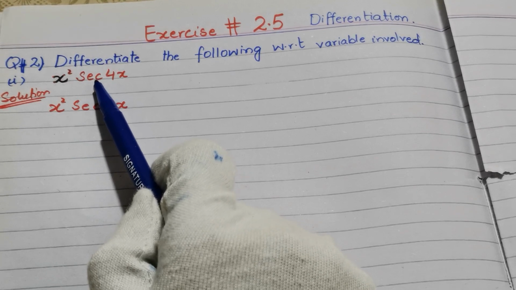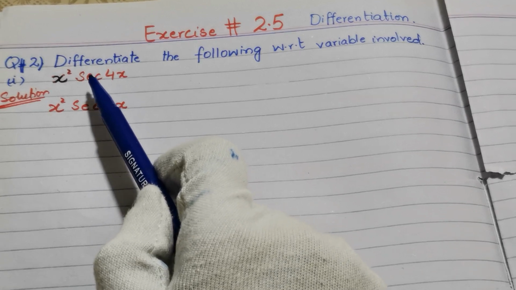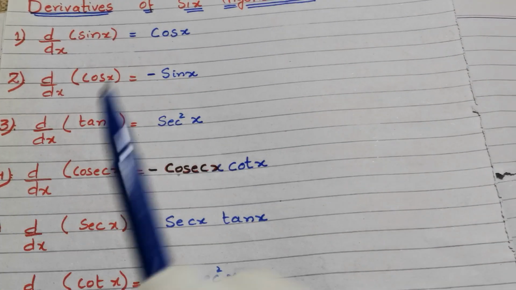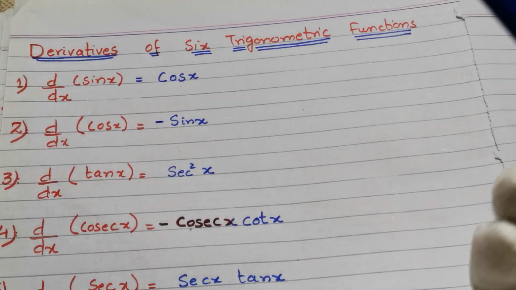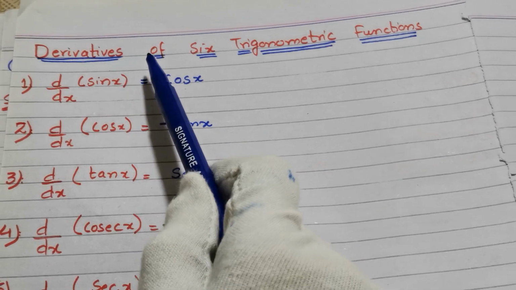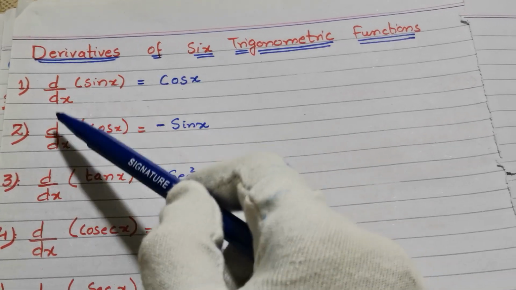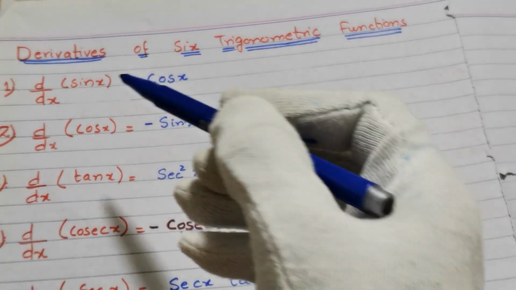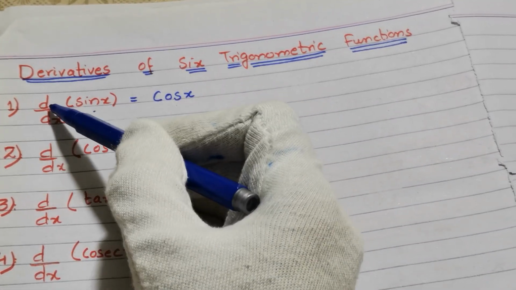So first of all, we have to know about the derivative of trigonometric functions. And what are the trigonometric functions? Sine, cos, tan, cosecant, secant, these are called the trigonometric functions. And we have to know about the derivative of these functions. So the derivatives of these trigonometric functions are, first of all, derivative of sin x.